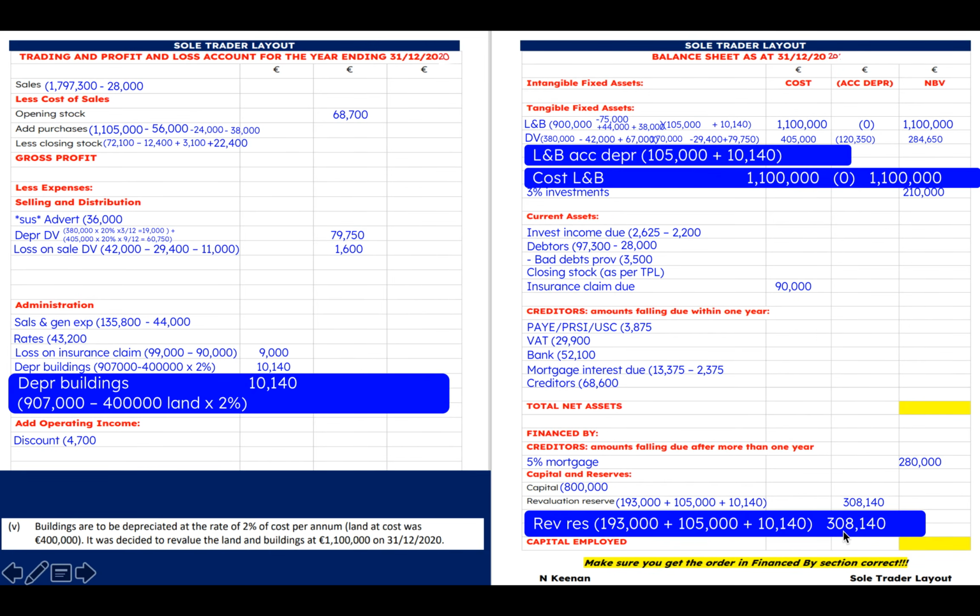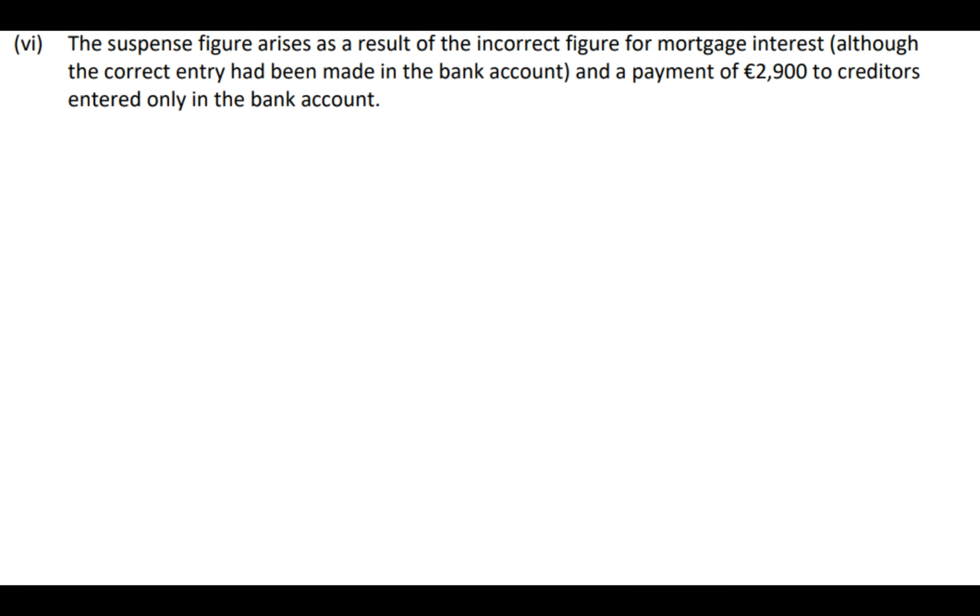So that's 308,140. Okay, next adjustment then is the suspense adjustment, all right? So the suspense figure arises as a result of the incorrect figure for mortgage interest, although the correct entry had been made in the bank account and a payment of 2,900 to creditors entered only in the bank account.